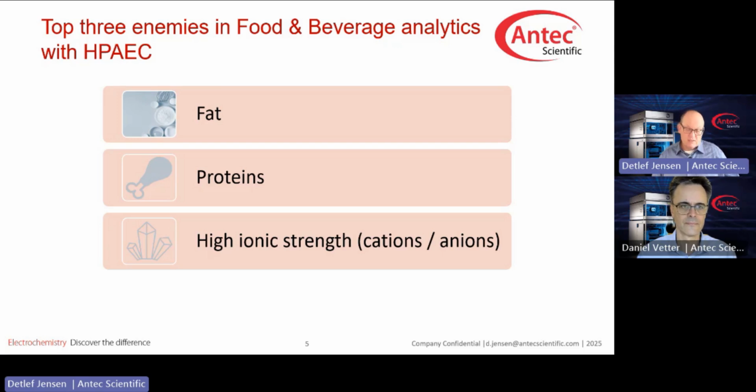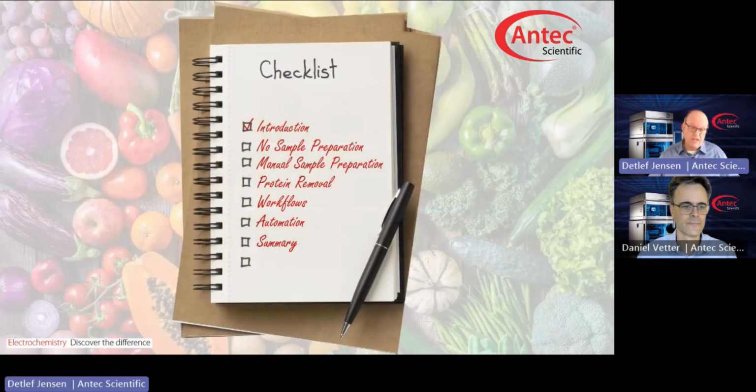So let's start right away and look at the next bullet point, and that is no sample preparation. You remember the first decision in the flow path was sample preparation, no sample preparation. So we say we don't do sample preparation. This has a consequence.